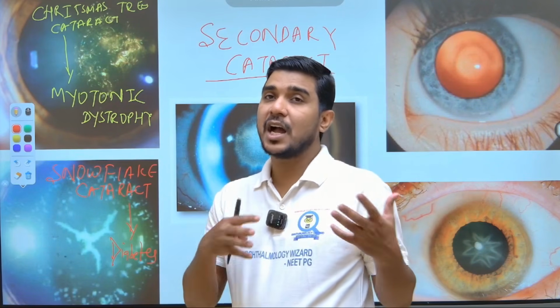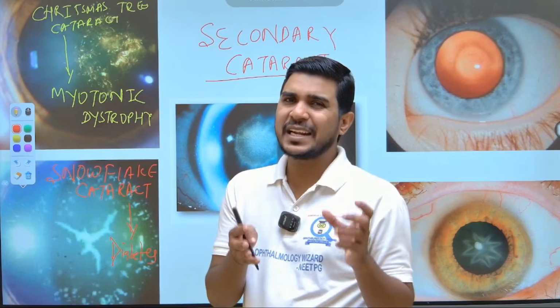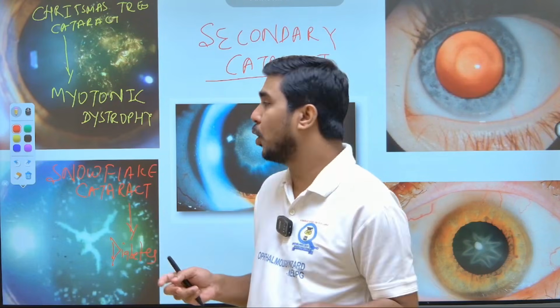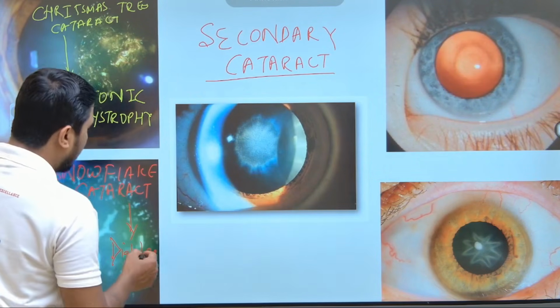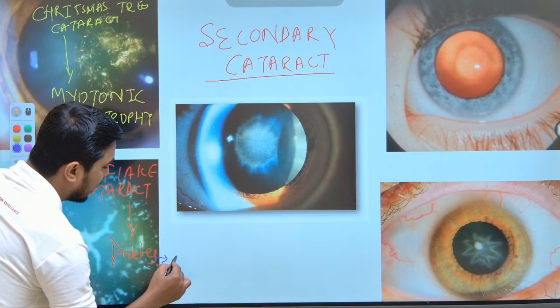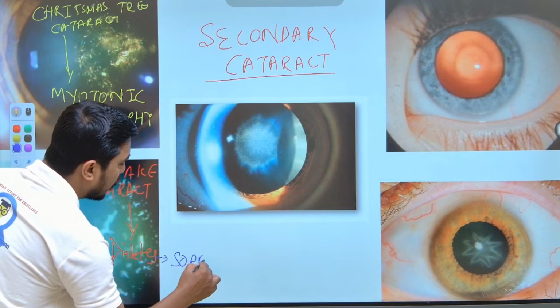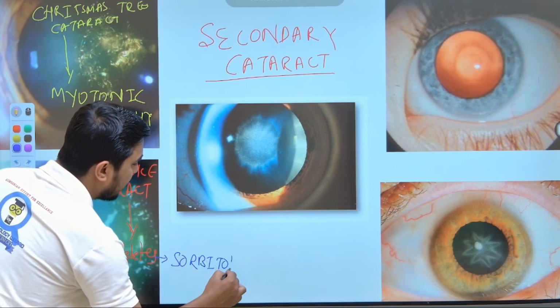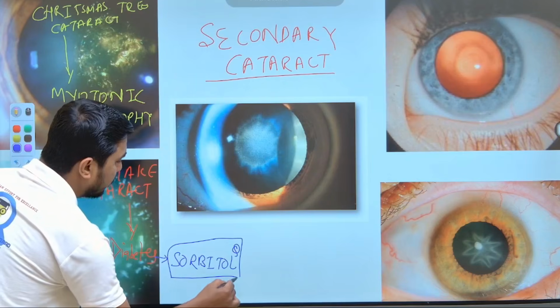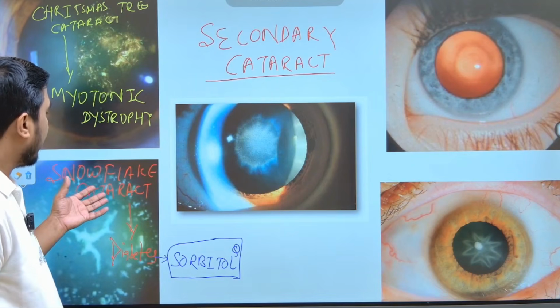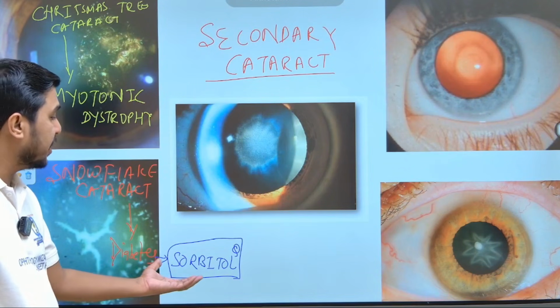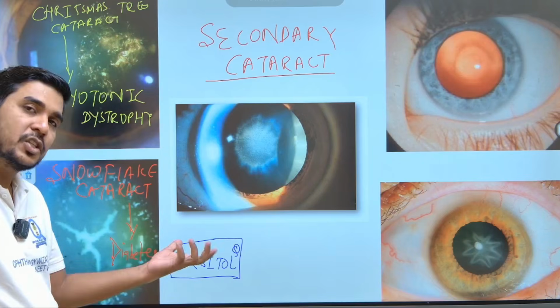And what is the metabolic product that accumulates in diabetes? Very important MCQ. The metabolic product that accumulates here is sorbitol. It's a very important MCQ. Understood? So snowflake cataract is because of diabetes and it is because of the accumulation of sorbitol.